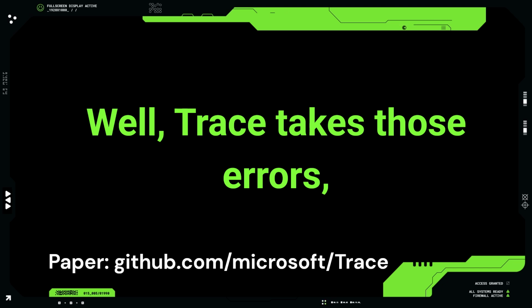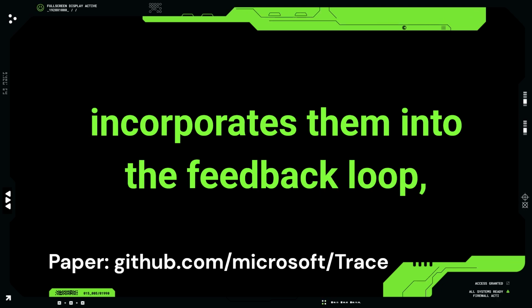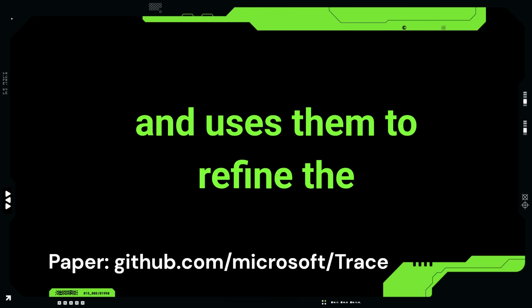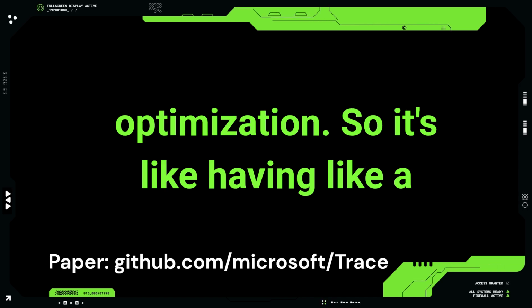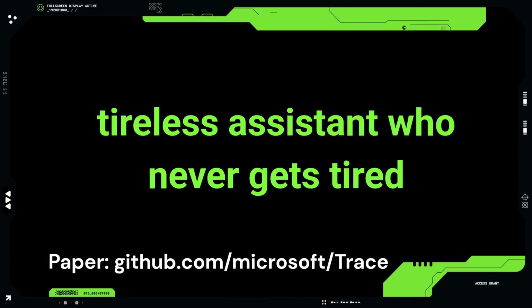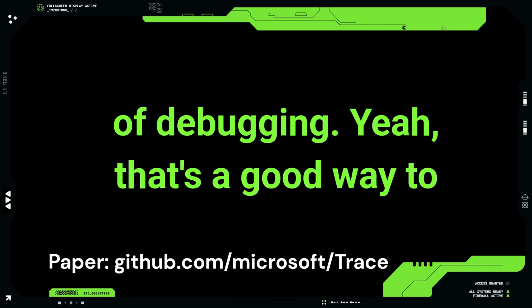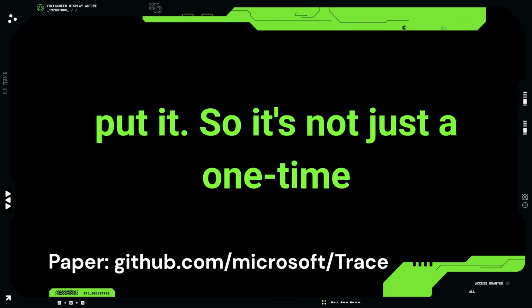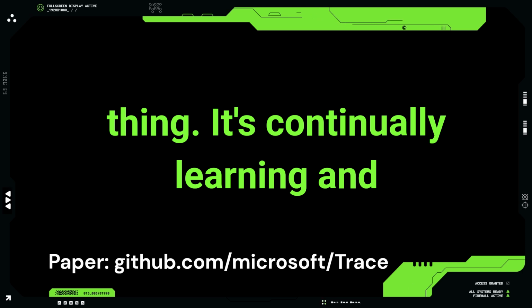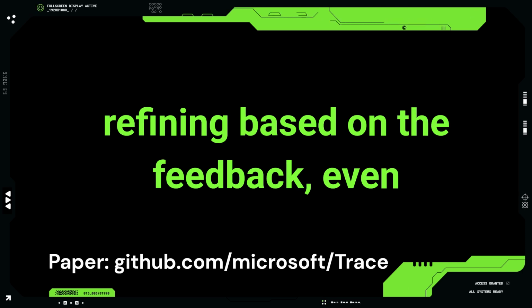Well, Trace takes those errors, incorporates them into the feedback loop, and uses them to refine the optimization. So it's like having a tireless assistant who never gets tired of debugging. Yeah, that's a good way to put it. So it's not just a one-time thing. It's continually learning and refining based on the feedback, even those errors.